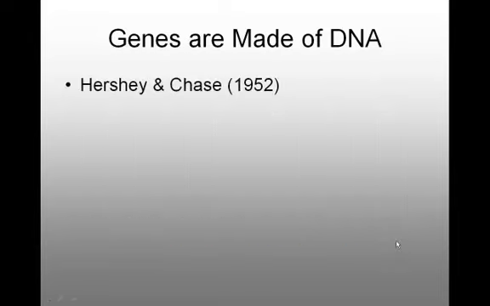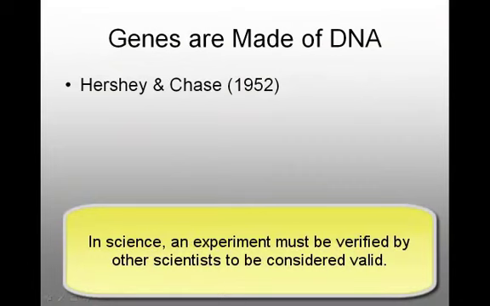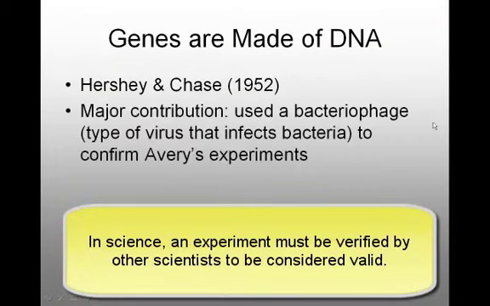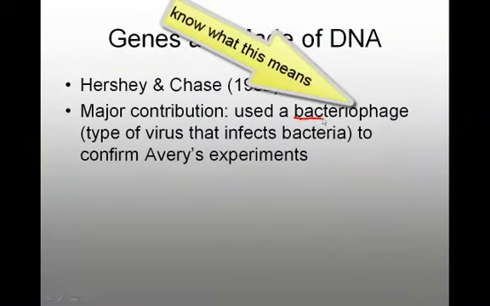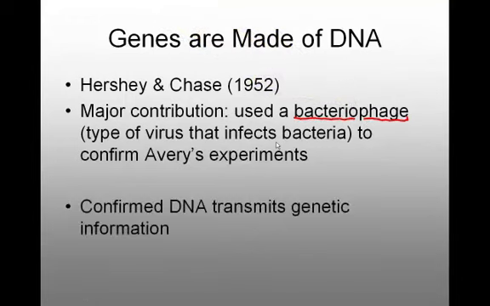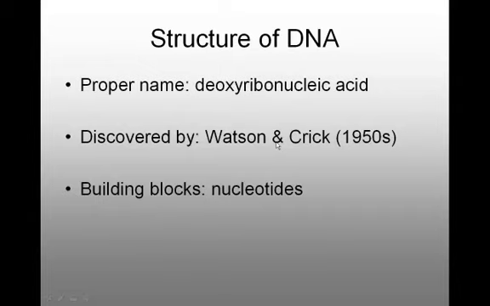Now, a few years later, Hershey and Chase decided to do some more research in order to see if what Avery found was actually true. Remember, for science, you want to get the same results repeatedly in order to confirm that the first result wasn't just a fluke. So Hershey and Chase were repeating this experiment, but they used something a little bit different. They used a bacteriophage. Bacterio would be bacteria, or a type of virus that infects bacteria, to confirm what Avery did. And they confirmed that DNA is what transmits genetic information. And of course, in the 1950s, Watson and Crick discovered the actual structure of DNA, which we'll talk about later.